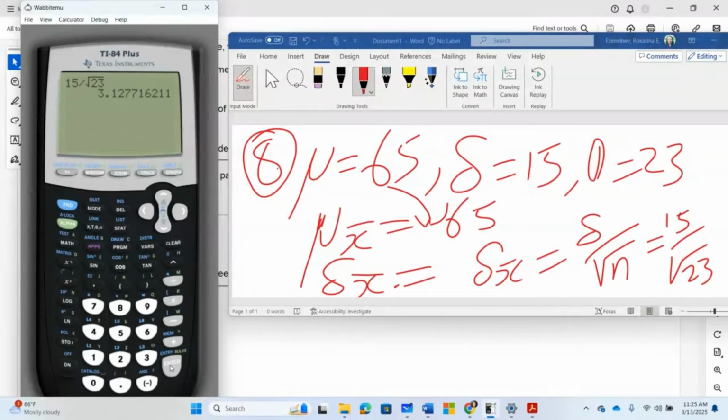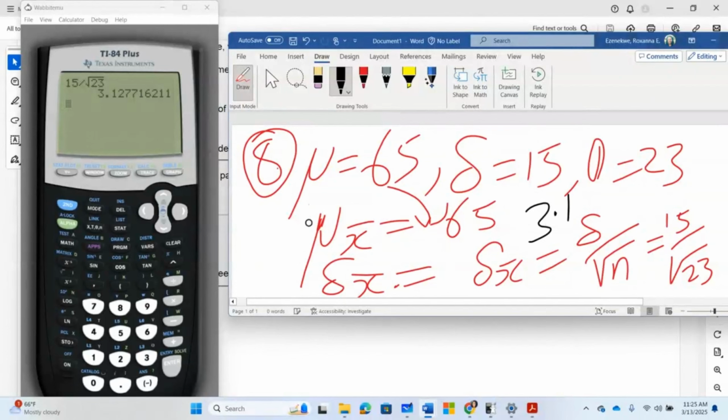The standard error is 3.128 to 3 decimal places. That is the standard error. So we have answered that question. That question says, given the mean of the original data and the standard deviation of the original data, can you find the mean of the central limit theorem and the standard deviation of the central limit theorem? It's really easy. It's as easy as that.